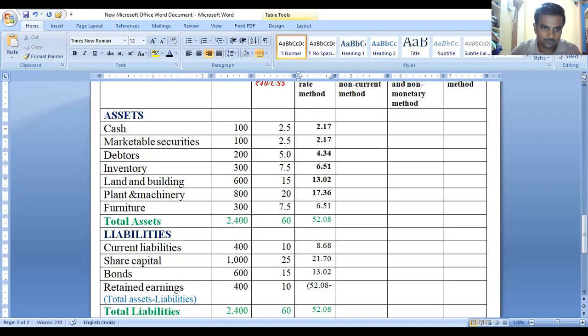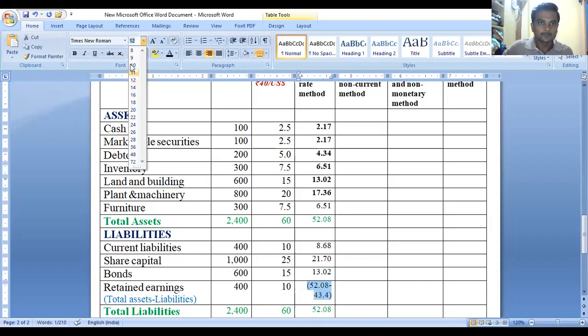Here we have 43.4. If you minus, we would get a difference of 8.68.